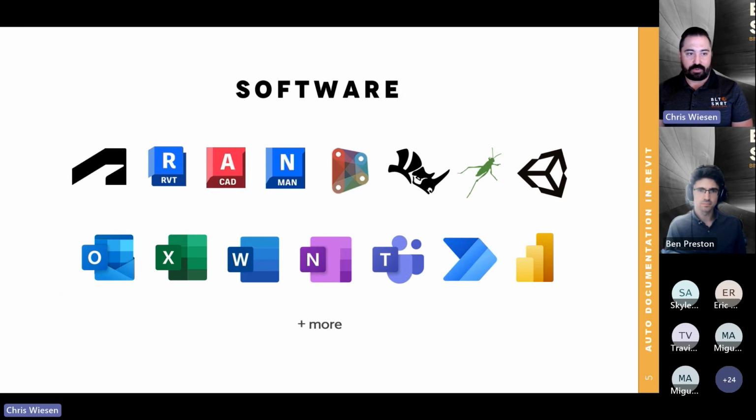So these are some of the software programs. I'm sure you guys have seen these before. These are the software programs that we can develop tools for. And as you can see, it varies from Autodesk products to Rhino to Unity to Microsoft products and even more. As long as there's a way for us to interact with the software, we can usually find a way to automate some task in one way or another.